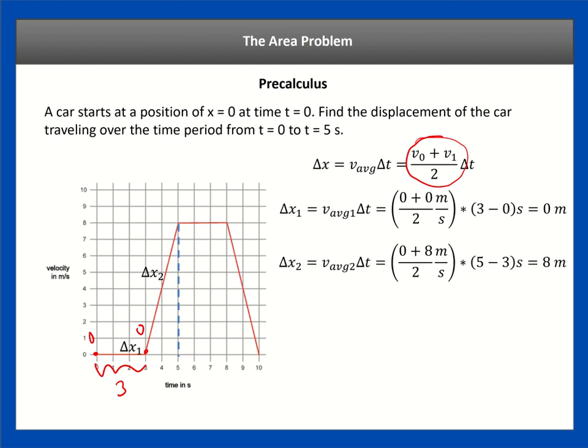And delta x2, we know that this is 0, this is 8, and so 0 plus 8 divided by 2 is 4. And then from here to here, it's 2 seconds. So then 4 times 2 is going to give us 8. All right, if I add those two displacements together, I get a total displacement of 8. So that's using the concepts of pre-calculus. No, nothing crazy here. It's just the ideas of physics and pre-calculus, right?